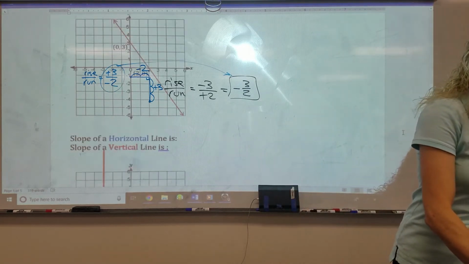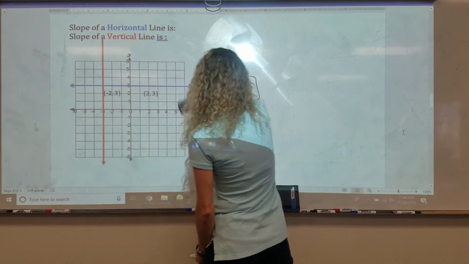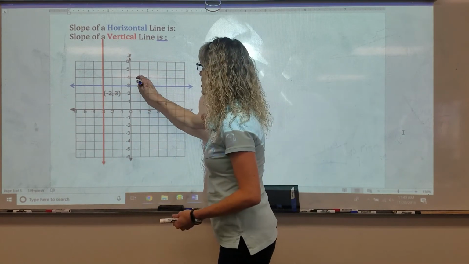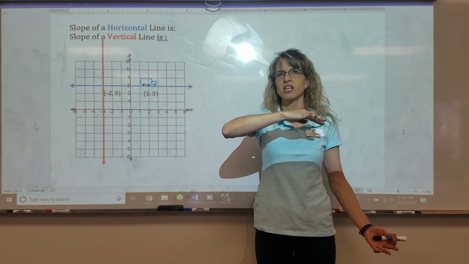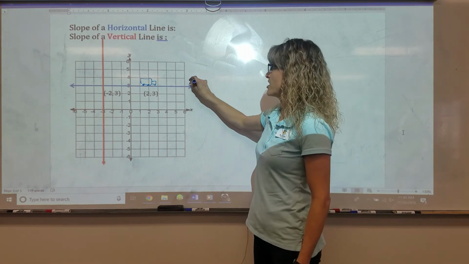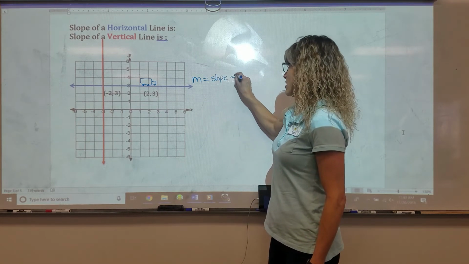All right, now we're going to do an application. Oh, before we do an application, let's talk horizontal and vertical. If you're a trucker and you're driving along a horizontal line, you're just kind of coasting. There's no steepness to that line. It's pretty easy. So how would we define the slope? By the way, the math symbol for slope is m.